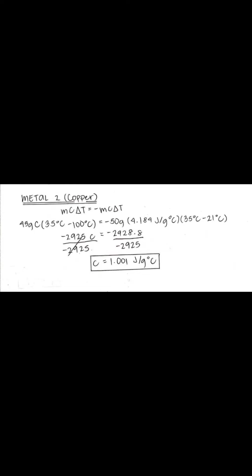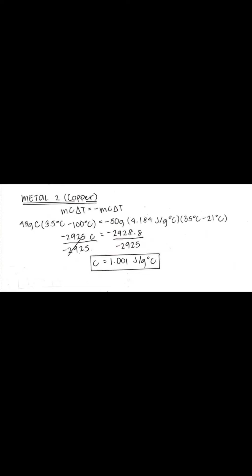First, we need to subtract 35 to 21, so the answer will be 14. And then we multiply it to negative 50 and 4.184. The answer will be negative 2,928.8. On the other side, we also need to subtract first the 35 to 100, so the answer is negative 65. And then we need to multiply it to 45. The answer will be negative 2,925.